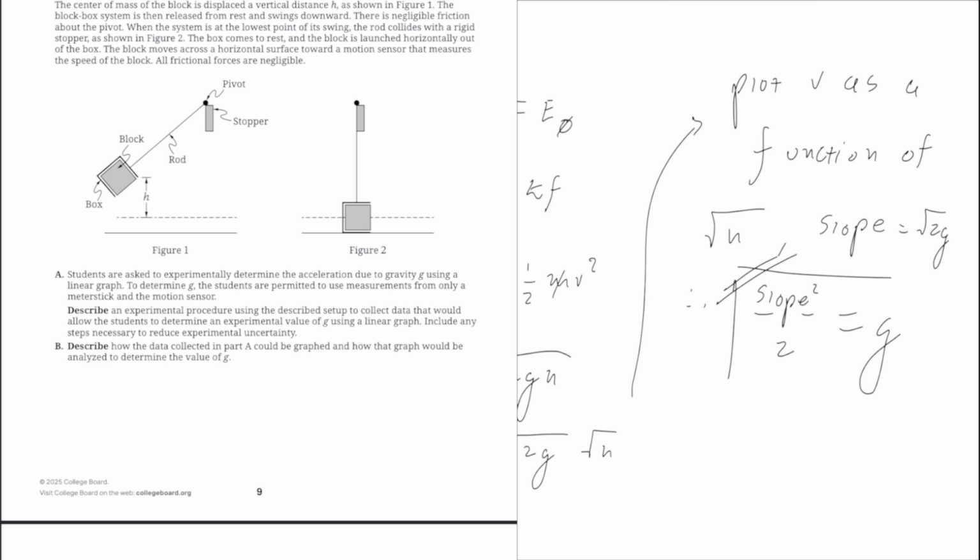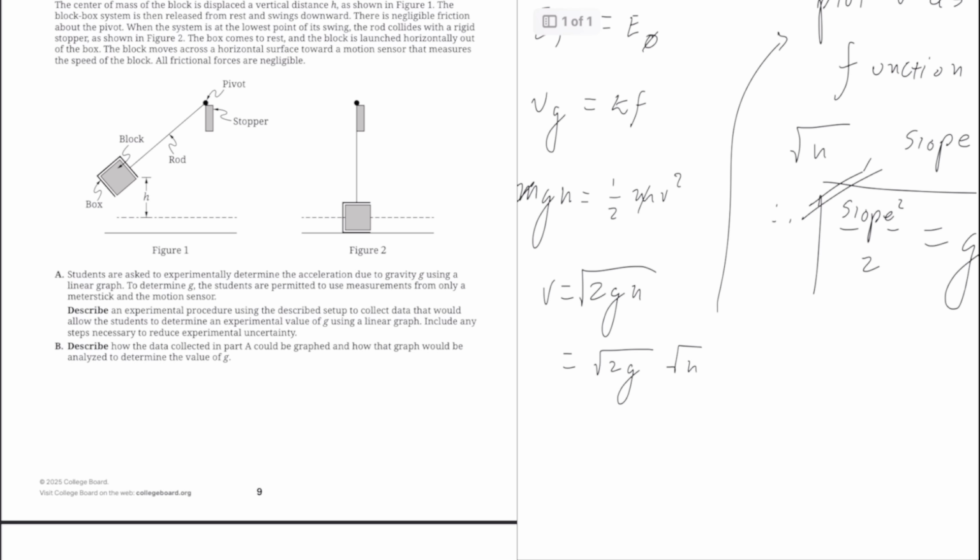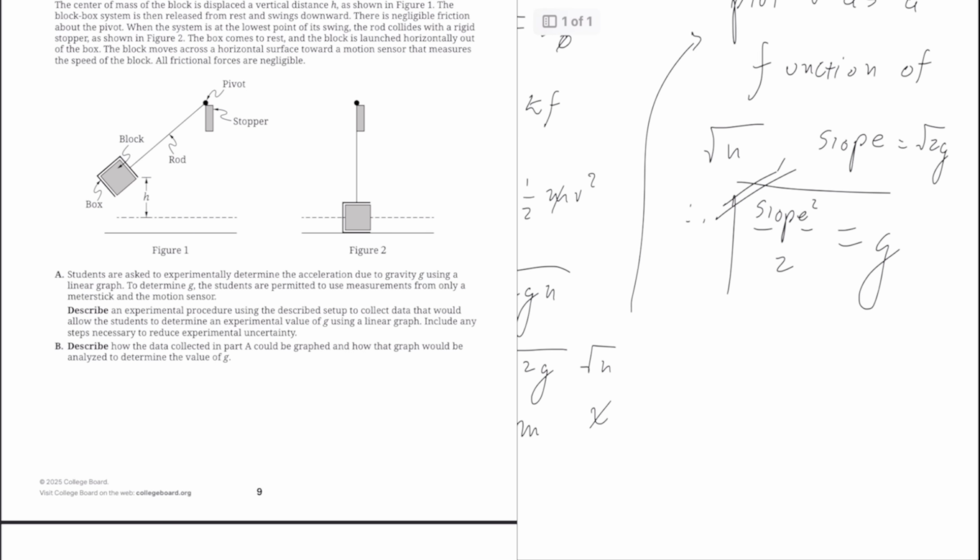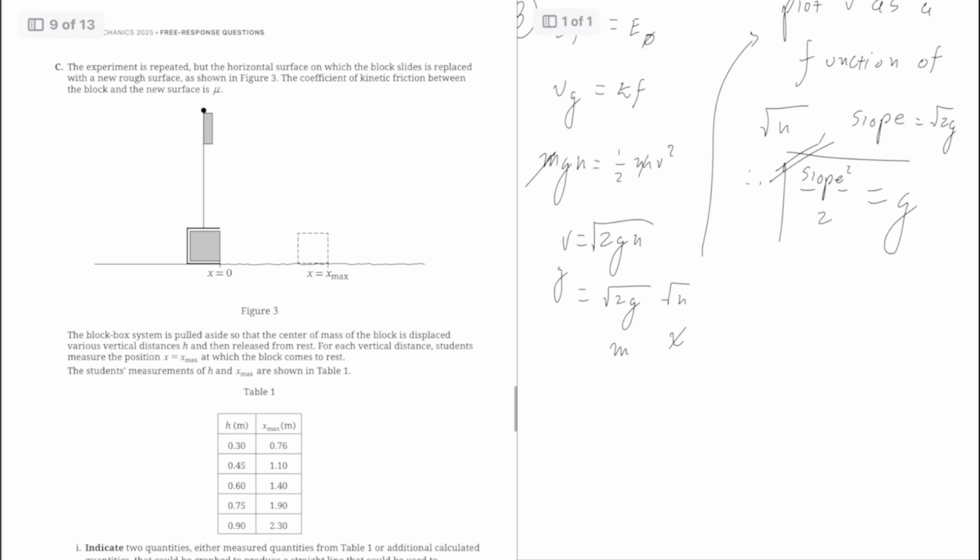And if you were wondering how I got there, this is the linearization part. This is my y, this is my m, and this is my x, where m is the slope. If slope is equal to square root 2g, I can square it to get slope squared equals 2g. Slope squared divided by 2 equals g. So there we go. That's that question.